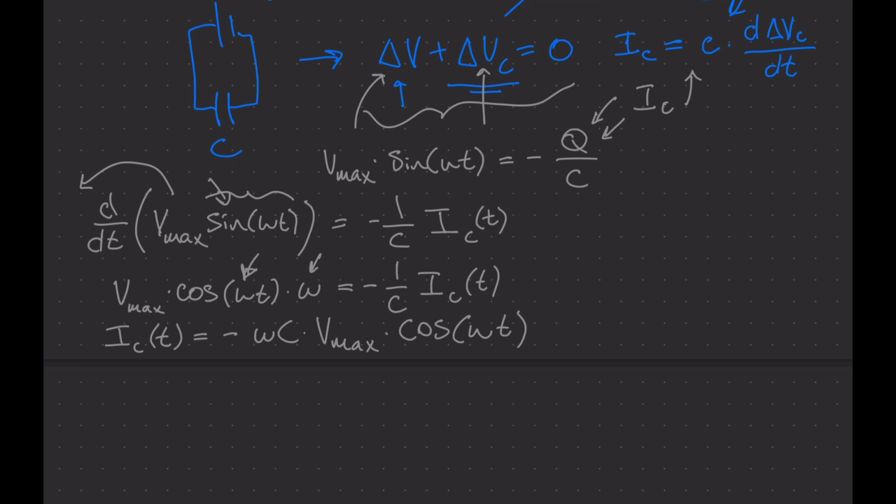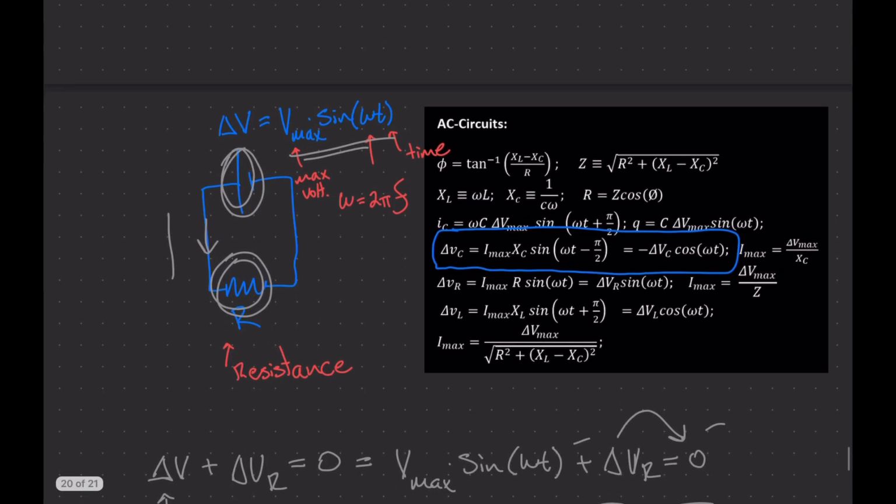And this equation here is given to you in the equation sheet. Let me box it like this. So if you take a look in the equation sheet, we have, let me erase this, IC over here, current in the capacitor, omega C, Vmax, sine, and then this thing here.